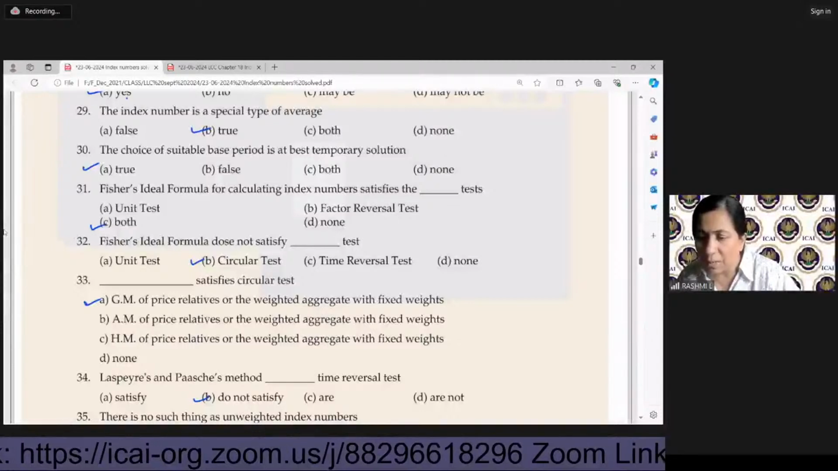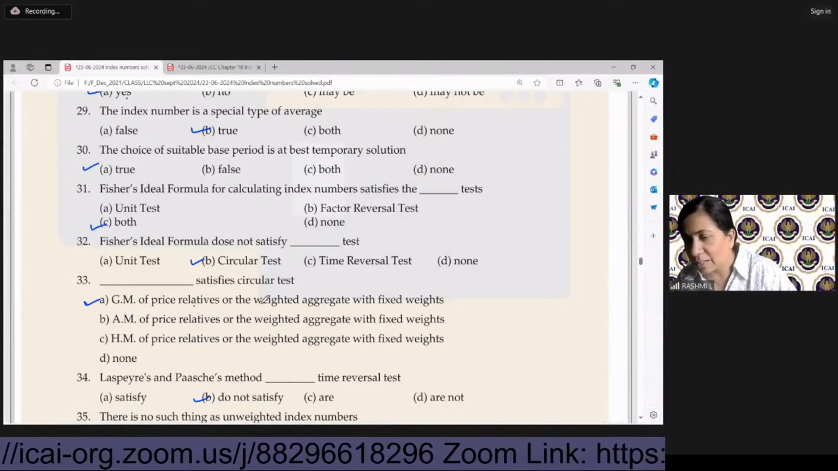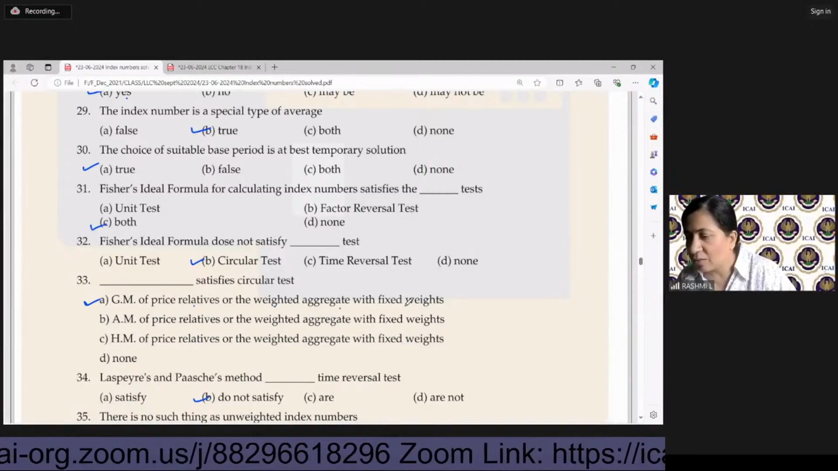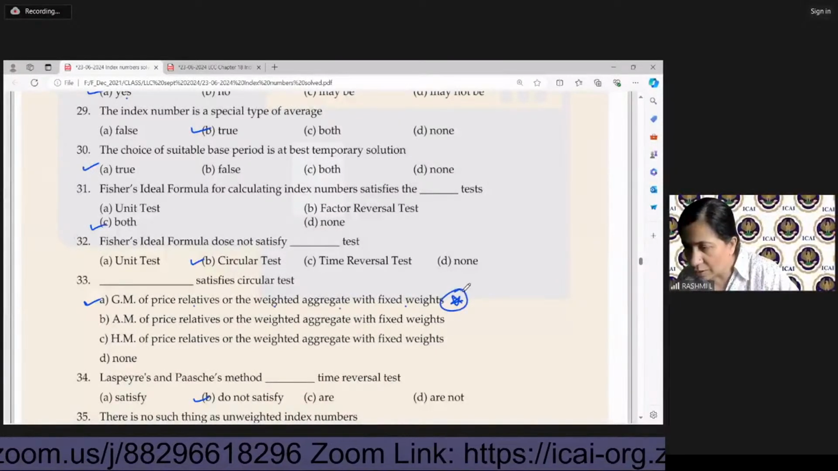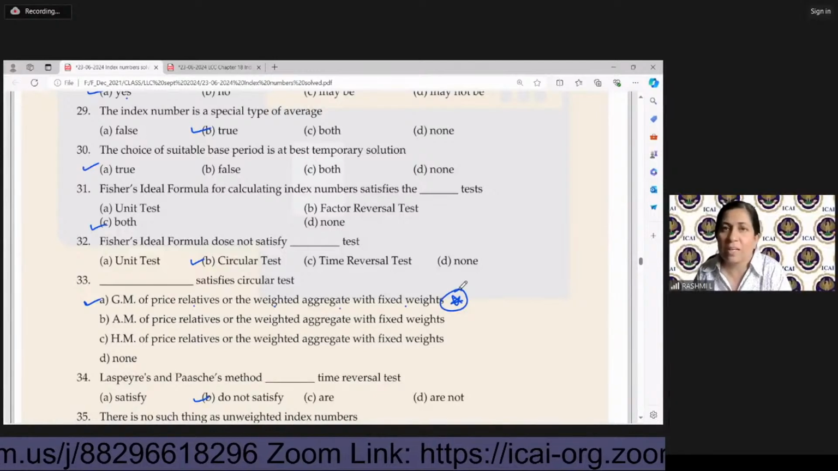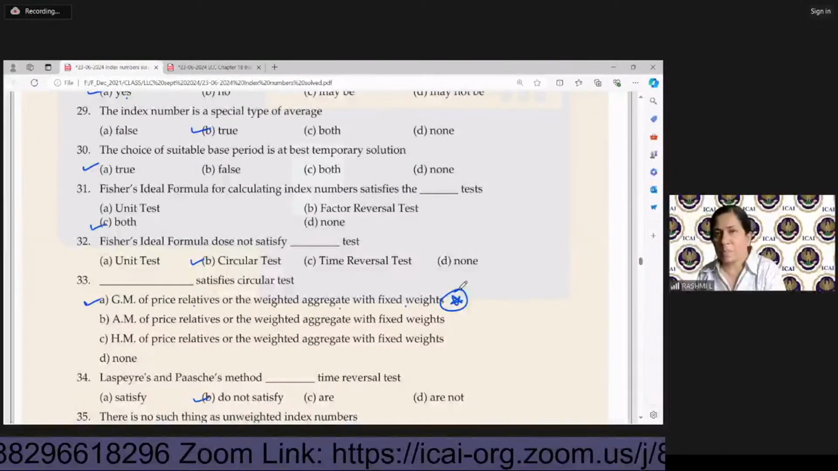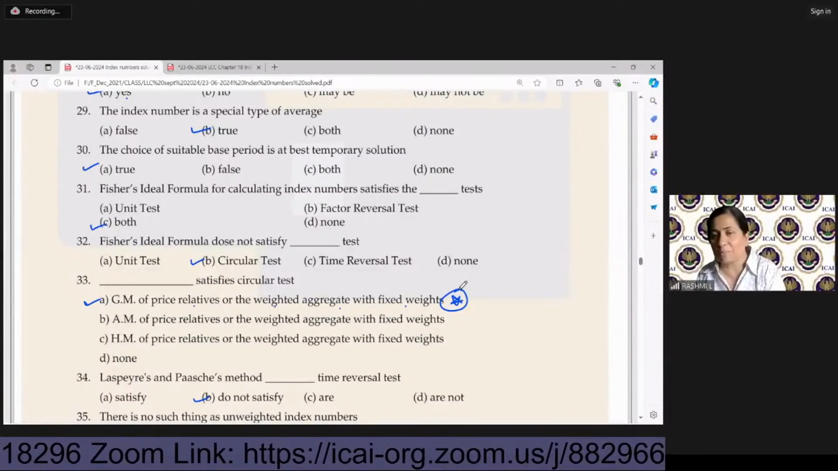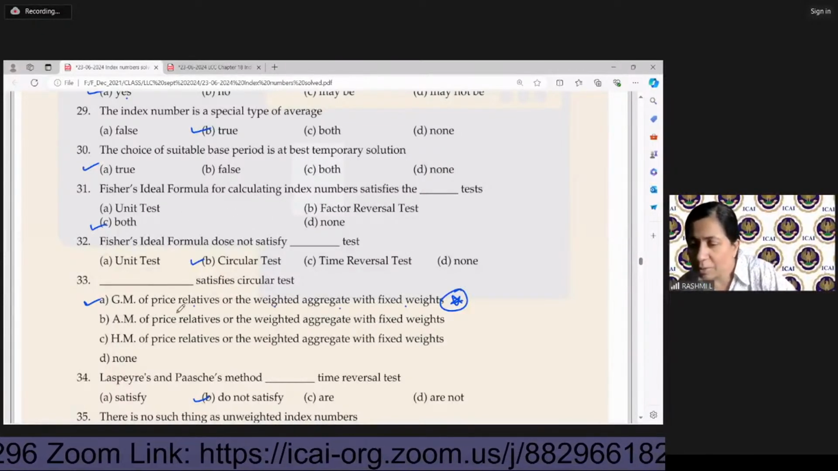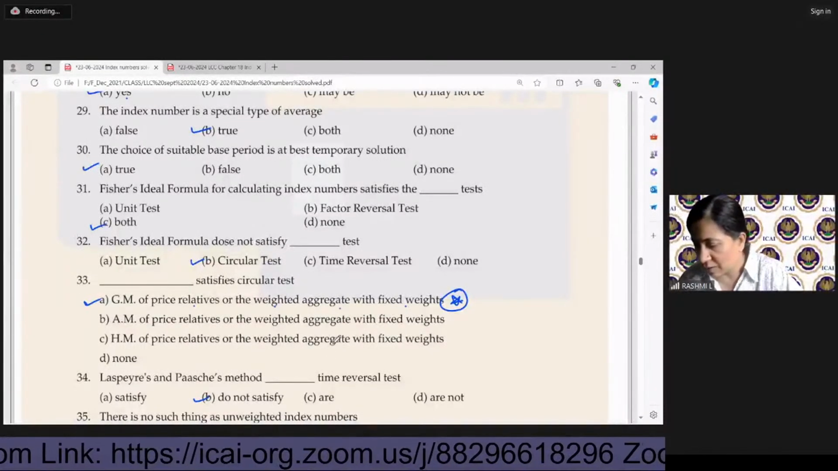The geometric mean of price relatives or the weighted aggregate with fixed weights. So this sentence you must know for index numbers. ये वाला sentence है ना, आपको मालूम ही होना चाहिए, क्योंकि एक बार आपको अच्छे से मालूम है, तो ये वाला क्वेश्चन अगर आता है तो आपको फुल मार्क्स मिल जाते हैं. Geometric mean of price relatives or weighted aggregate with fixed weight.